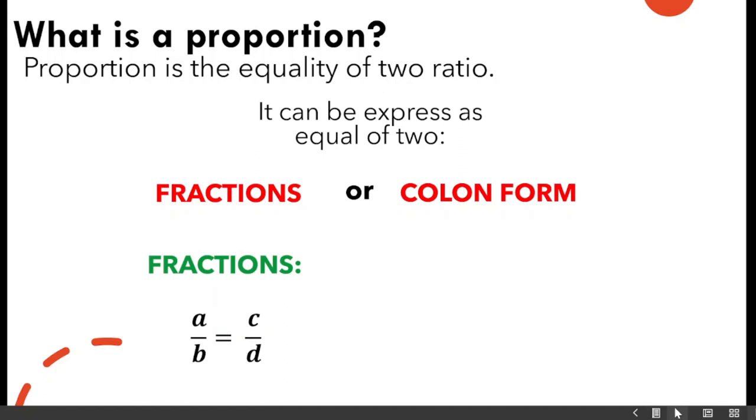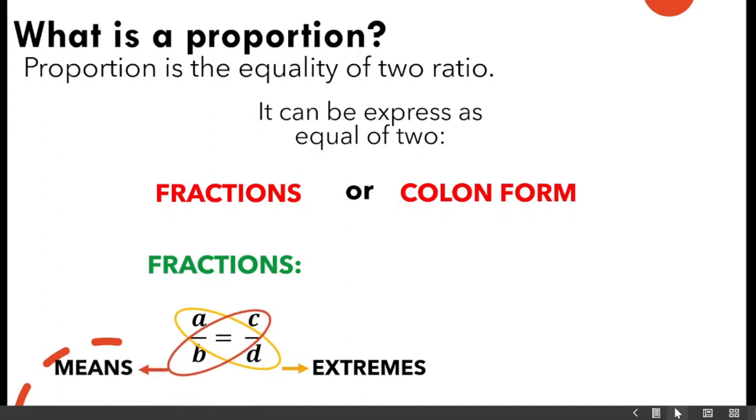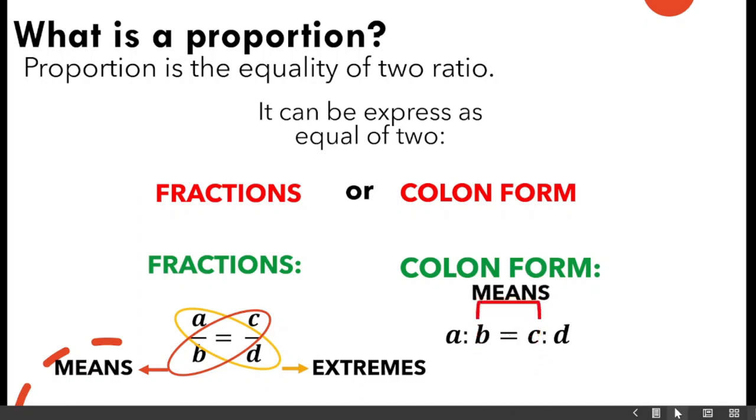Fractions such as a over b is equal to c over d, in which a times d is our extremes, and b times c is our means. In colon form, we have a is to b is equal to c is to d, in which the means are b and c, and our extremes are a and d.